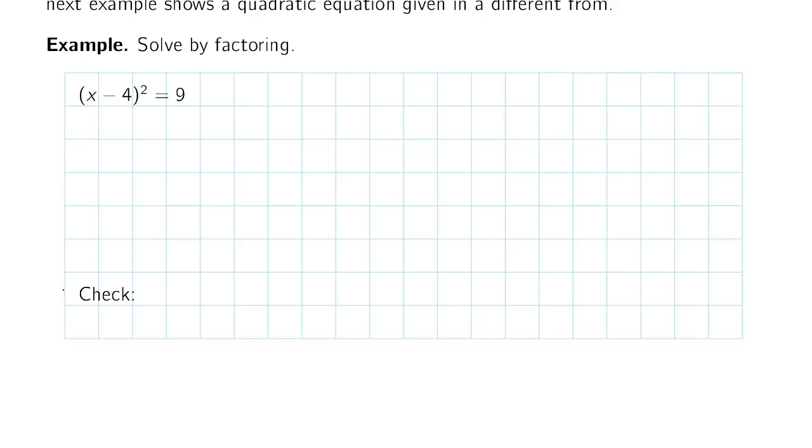Right, we can multiply this out. Right, so we have x minus 4 times x minus 4 is 9. X squared minus 8x plus 16 is 9. And then we'll subtract 9 on both sides. X squared minus 8x plus 16 minus 9 is 7 equals 0. Now we're in standard form. We want to factor the polynomial.